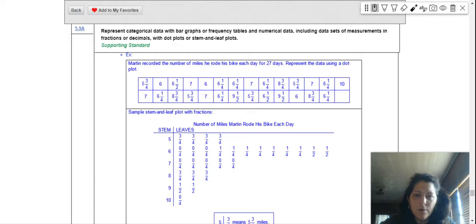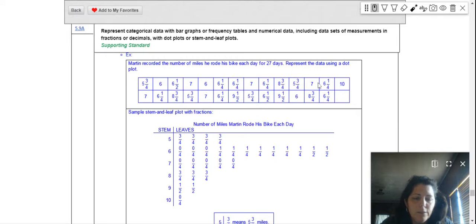Alrighty, guys. The next thing that we're going to look at is stem and leaf plots and dot plots. Up here you see a frequency table of fractions, and it states Martin recorded the number of miles he rode his bike each day for 27 days. Represent the data using a dot plot.